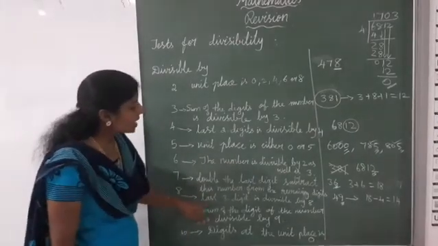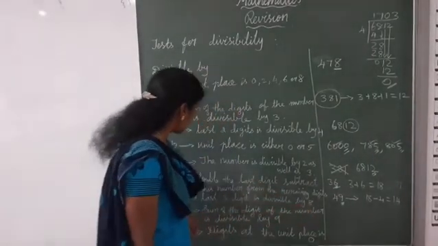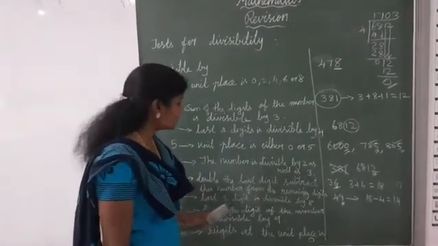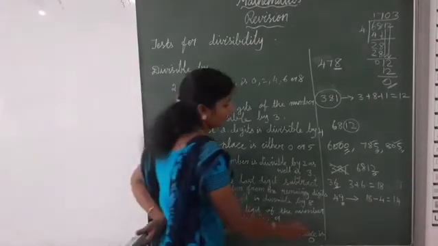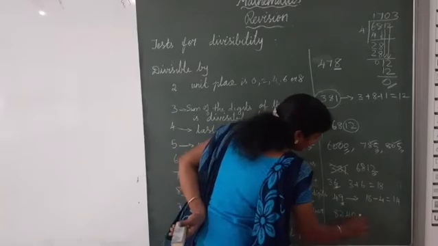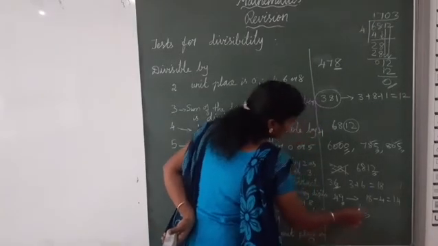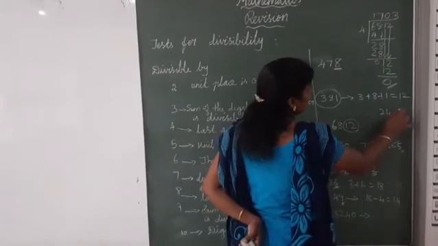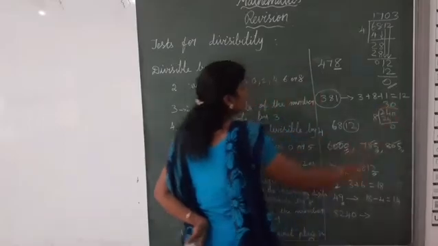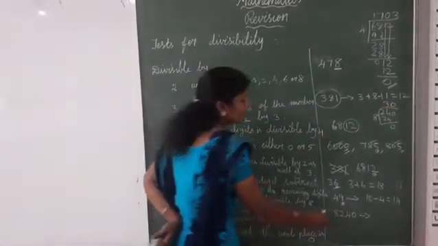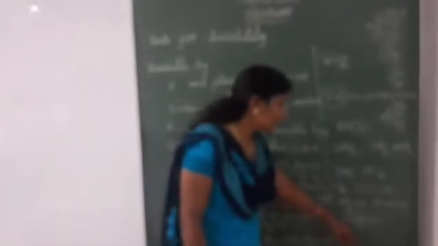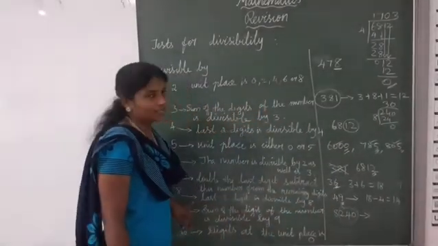Okay. Then if the last 3 digits are divisible by 8, the number is divisible by 8. For example, 8240. Now we can take 240. Is 240 divisible by 8? 8 3s are 24, then 0. Isn't it? 8 into 30 is 240. So the last 3 digits are divisible by 8, which means 8240 is also divisible by 8.